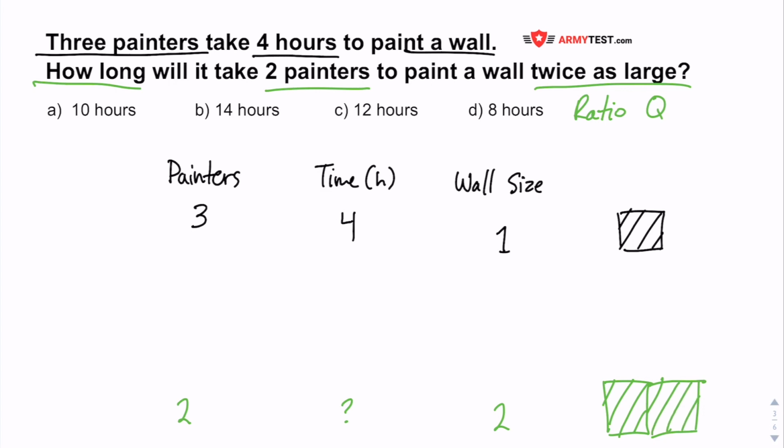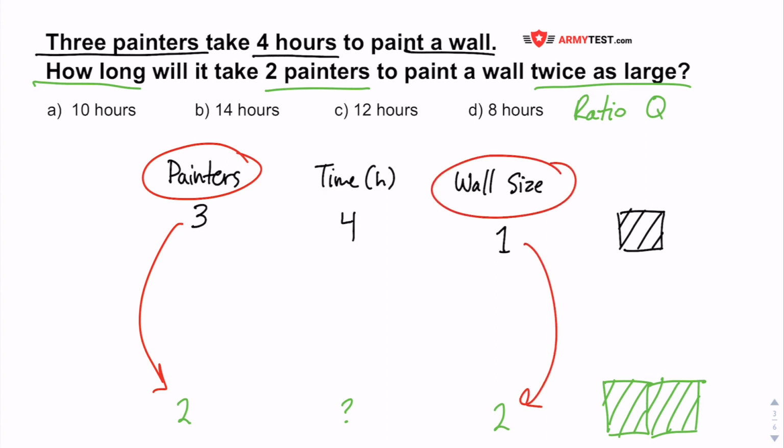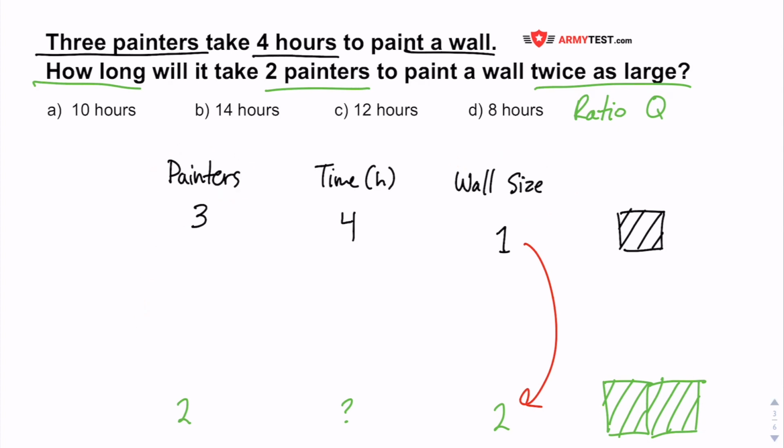Okay? So how do we go about doing this? Well, we need to get from 3 to 2, so this has to change. And we need to get from 1 to 2, so this has to change. So let's start with that. Just erase that there. The first thing we can do is reduce the number of painters to 1, just so that we can later multiply that to 2. It's just an easy ratio.